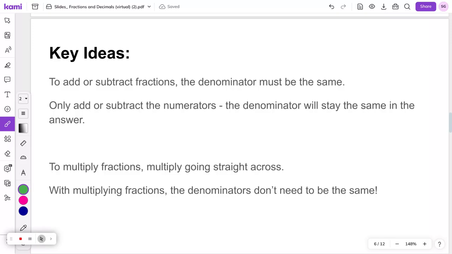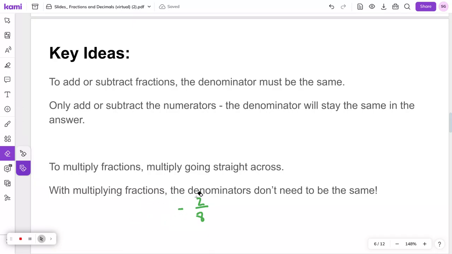And one of the nice things about multiplying fractions is the denominators don't need to be the same. So for example, if you had 1/2 times 2/4, we don't have to worry about making these the same. You can just multiply straight across and get your answer that way.